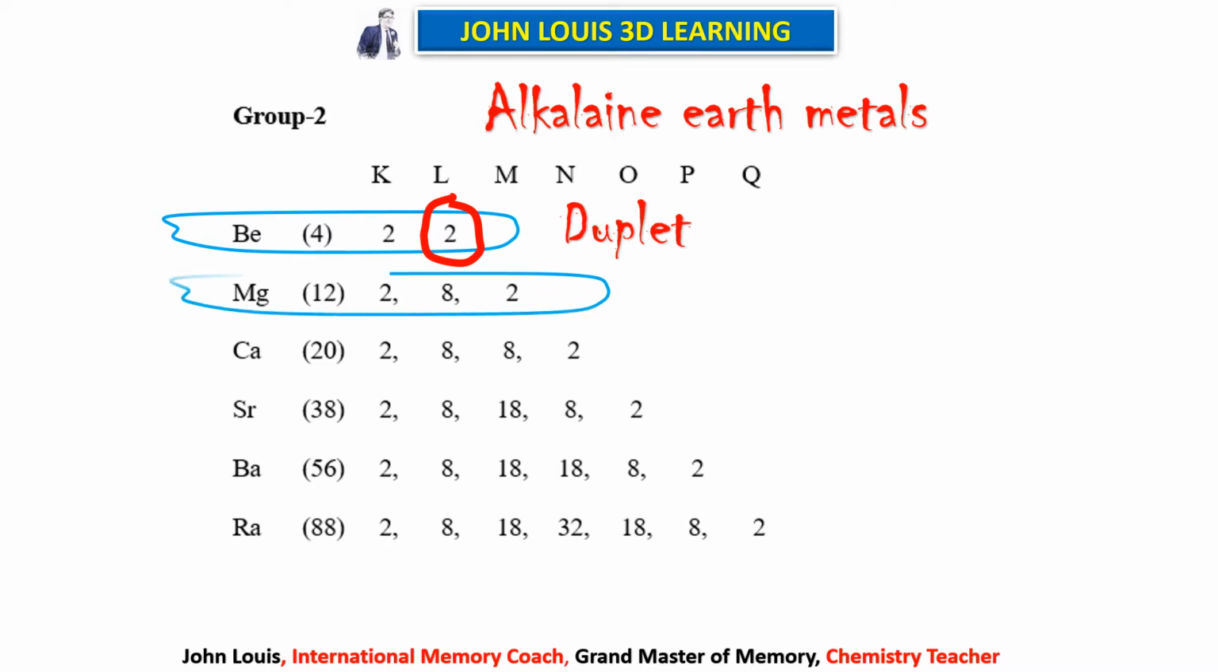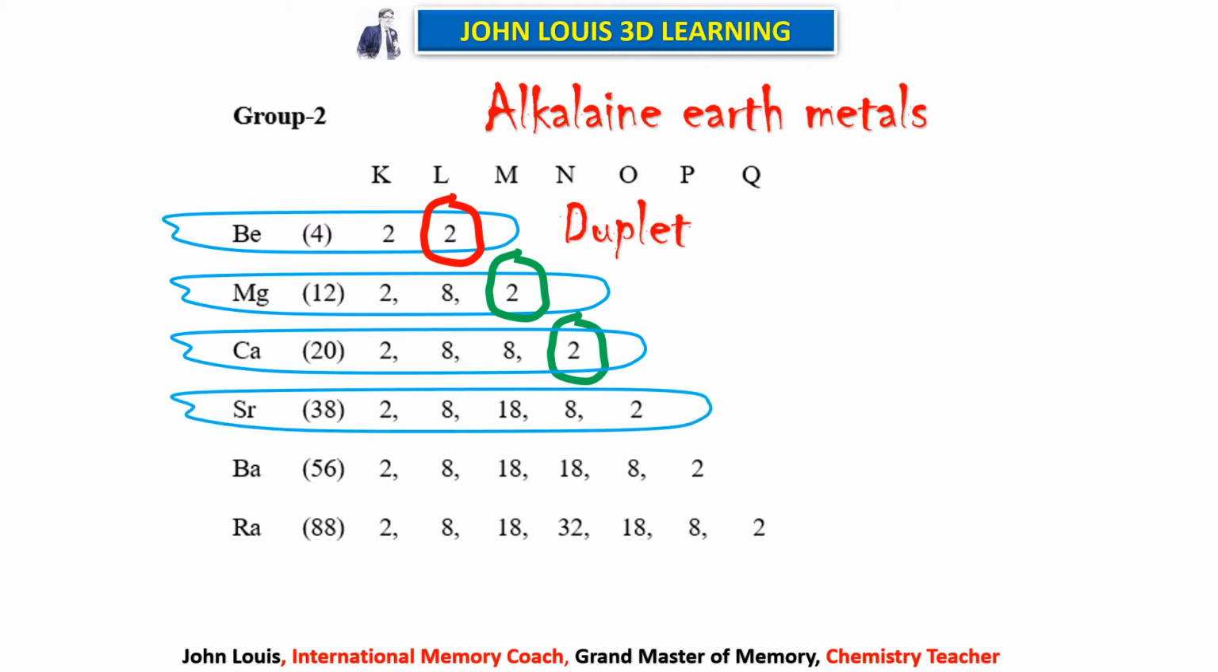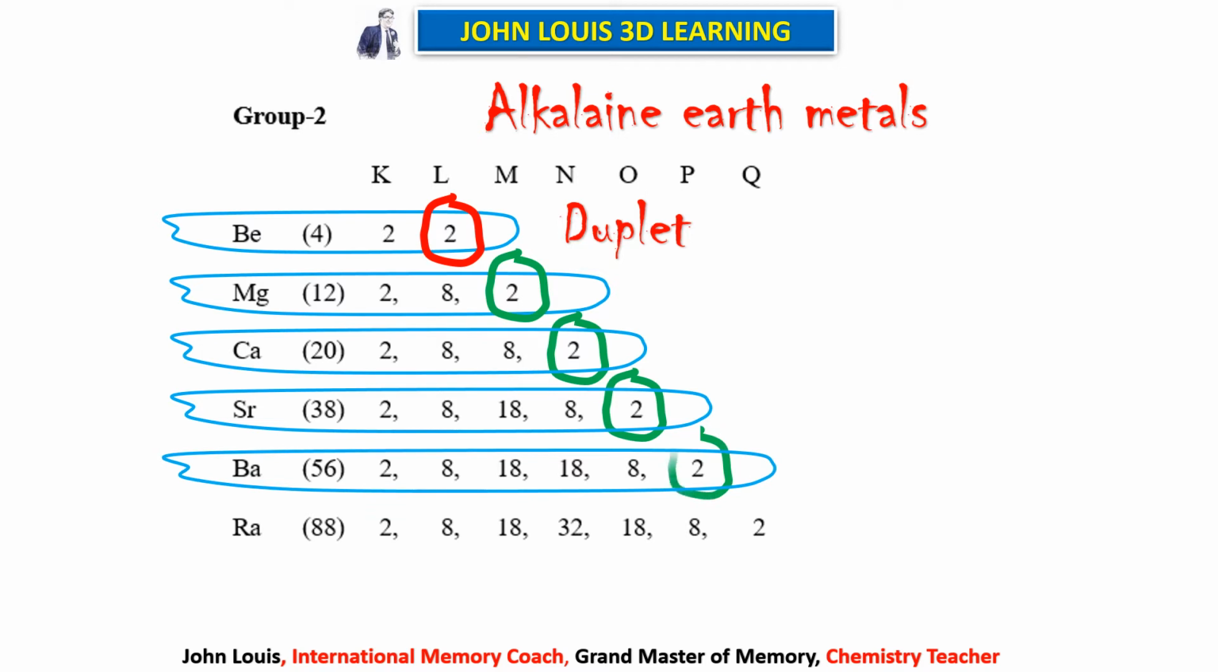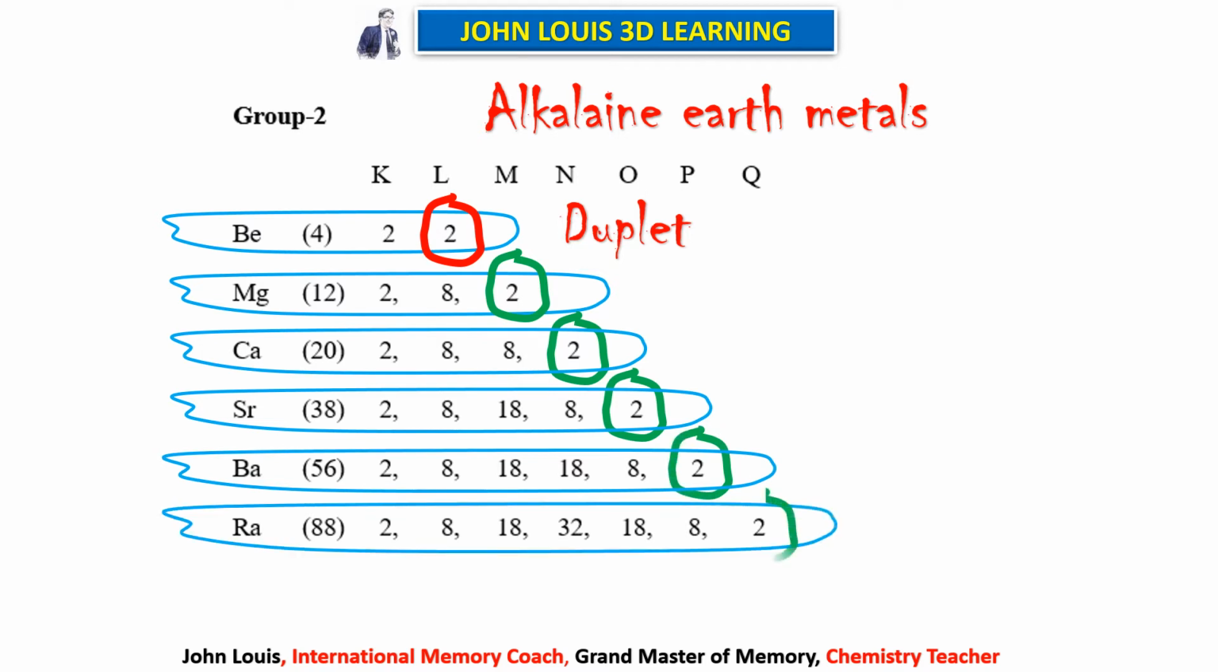They also have 2 electrons in the outermost orbit. Magnesium 2, calcium also has 2 electrons, strontium also has 2 electrons, barium also has 2 electrons, and radium also has 2 electrons in the outermost orbit. So what about the penultimate orbit? You remove these 2 electrons from the outermost orbit.